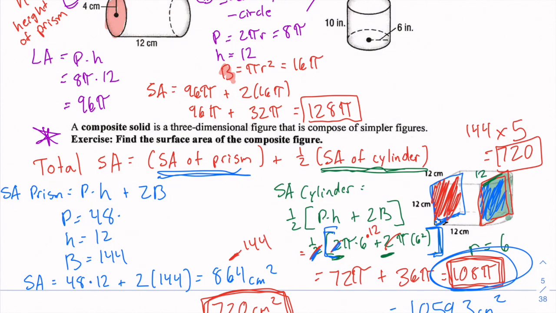Okay. And then the base area, 12 times 12 is 144. Plug that into your B. So your surface area of your rectangular prism is 864.